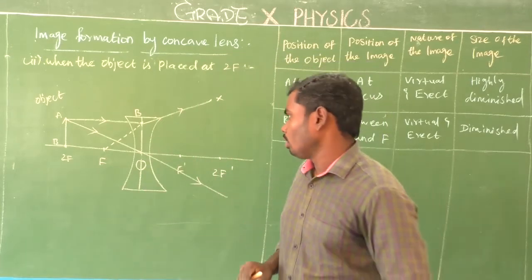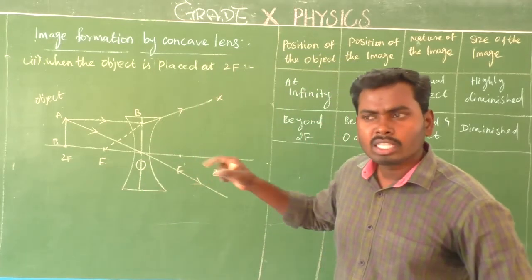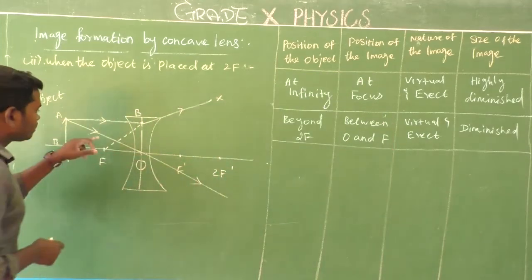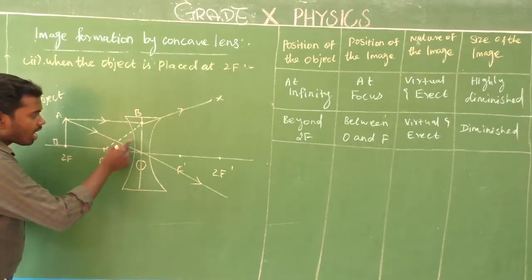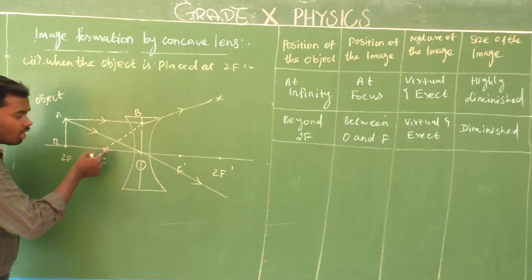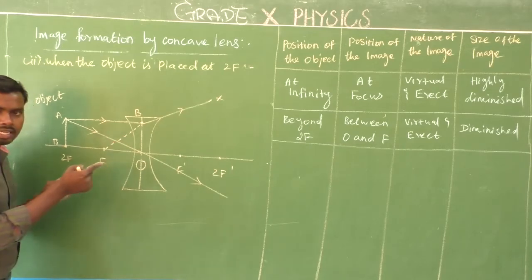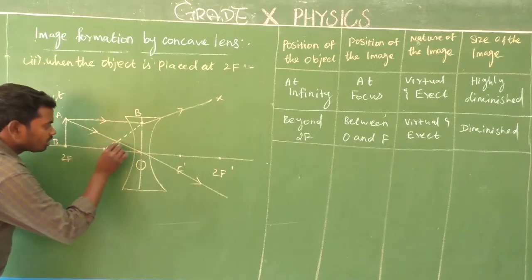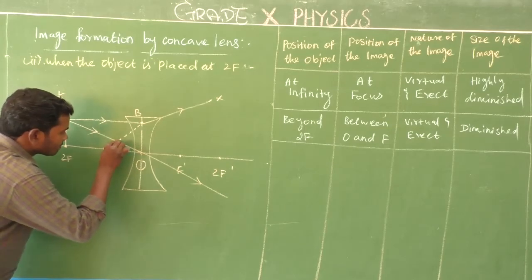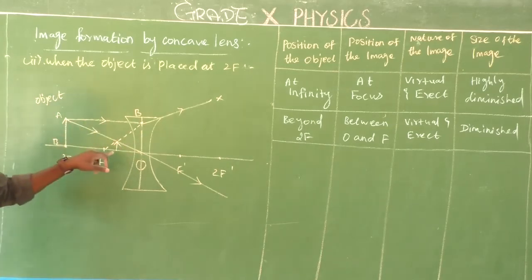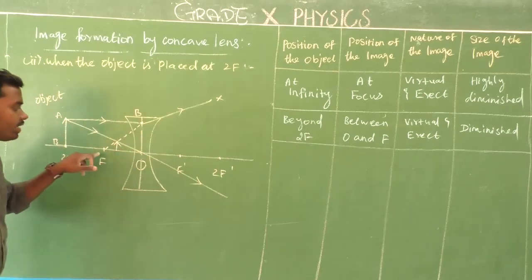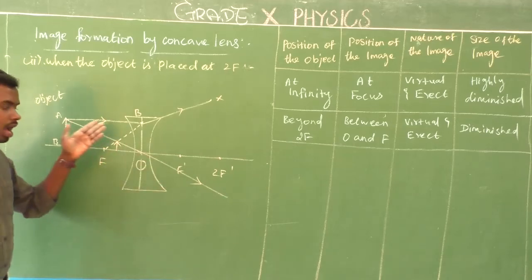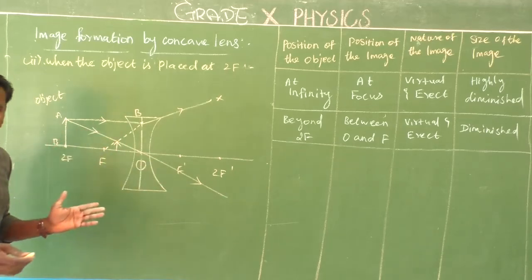Here, where will the image be formed? You tell me that. Yes. So this is one ray of light and this is one ray of light. When two rays of light meet at a point, intersect together, there will be image formation. So the image will be formed here, between O and F. It means between the optical center O and the focus F. Is there any doubt? No.